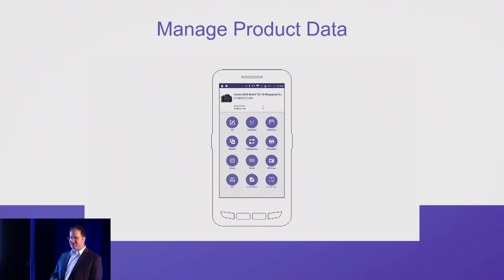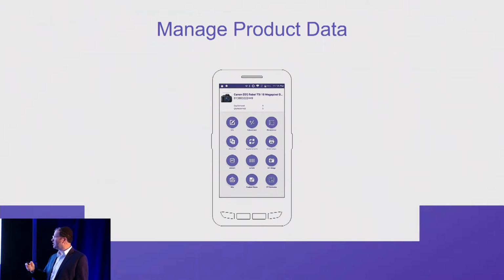Over here you can see you can easily just scan a barcode, look up a product. Once you're on the product, you can then click into one of these tiles over here, one of these buttons, and edit the dimensions, the weight.